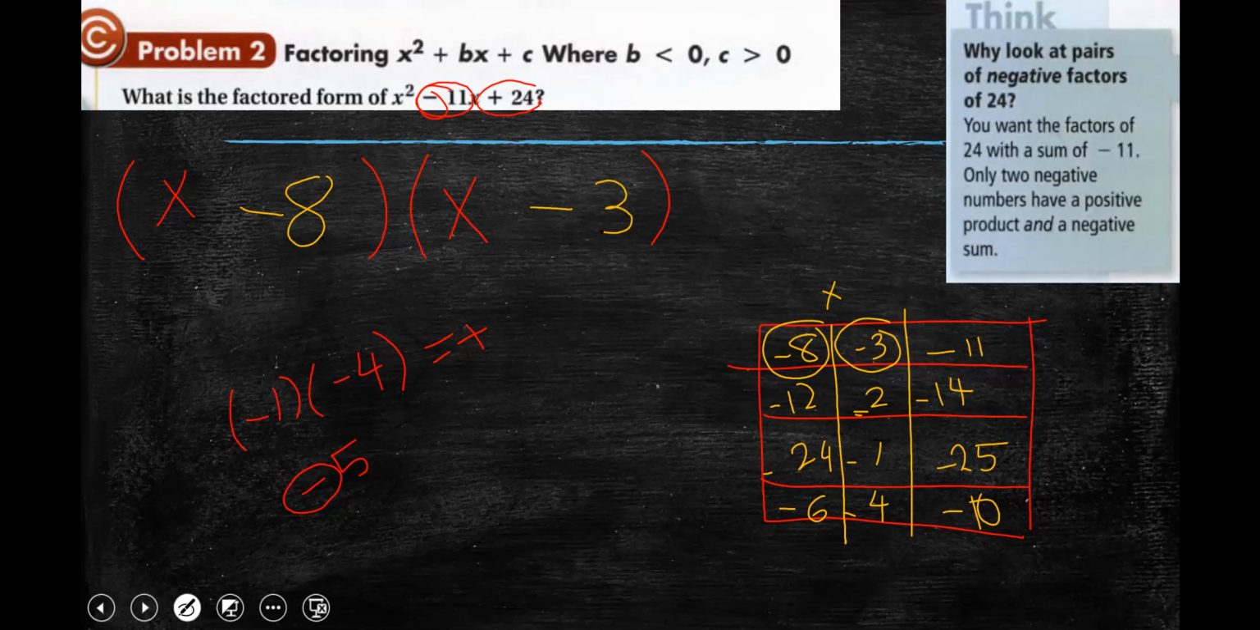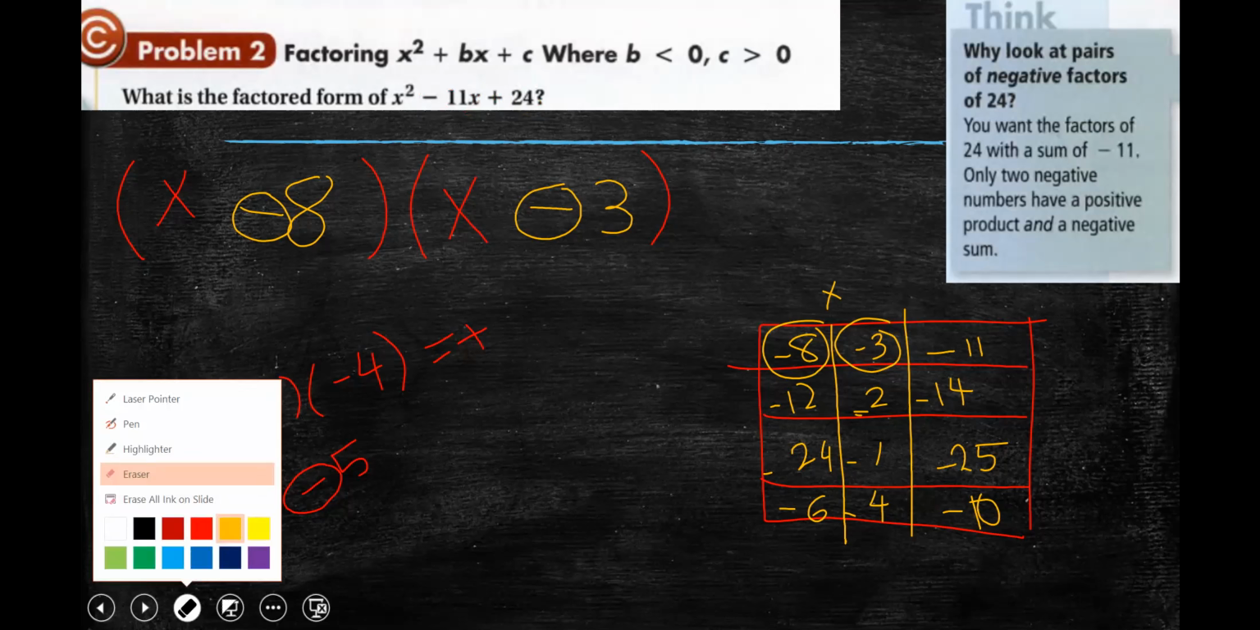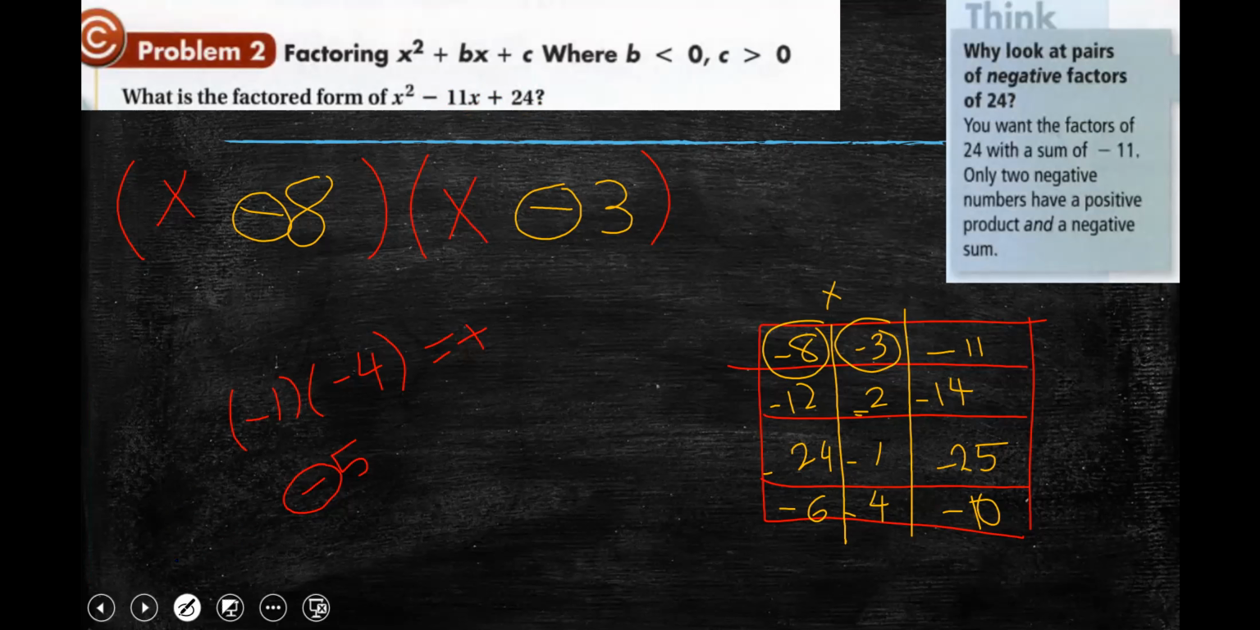Now, look at the signs. If you multiply the signs, you get positive, and if you add them, you get negative. So my solution is correct. So these are the steps. Give me two numbers that, if you multiply them, you get 24, and if you add them, you have negative 11.